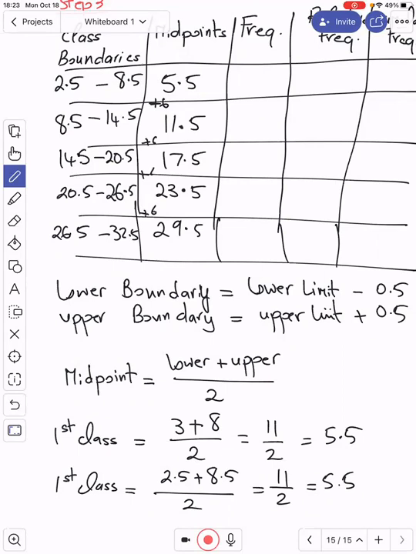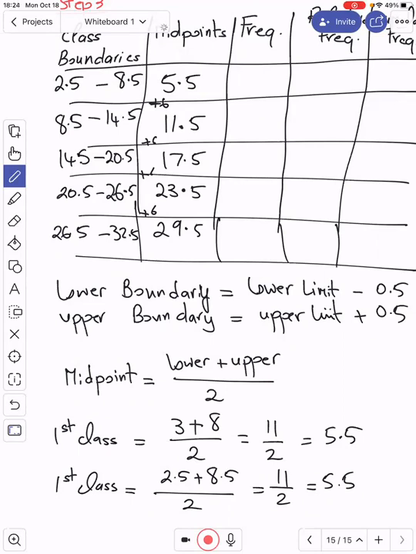So once you compute the midpoint of the first class, all you have to do is add the width. Okay, I guess there are no questions.